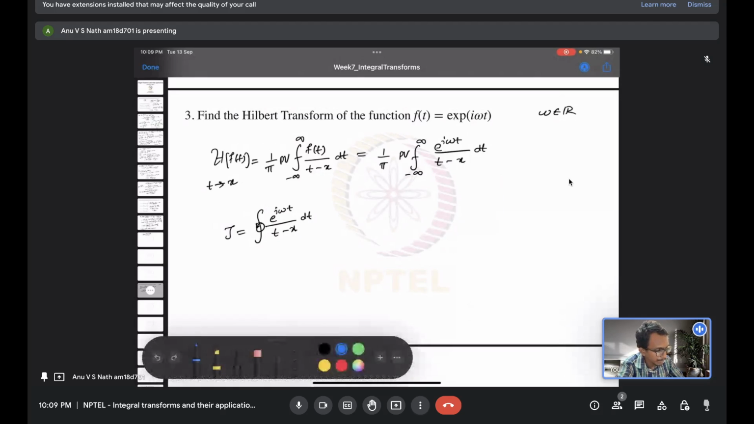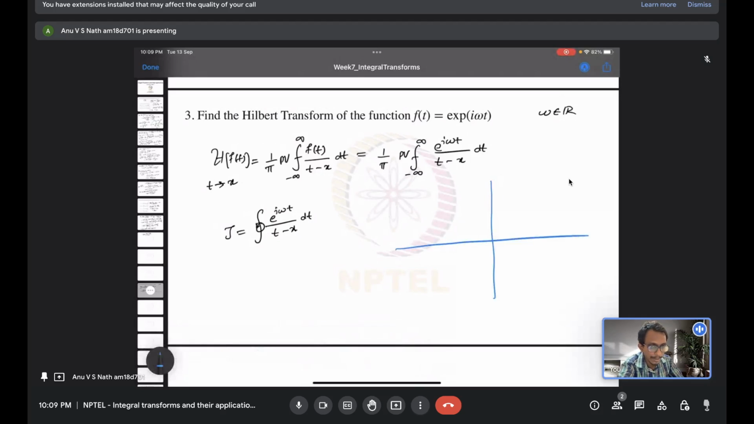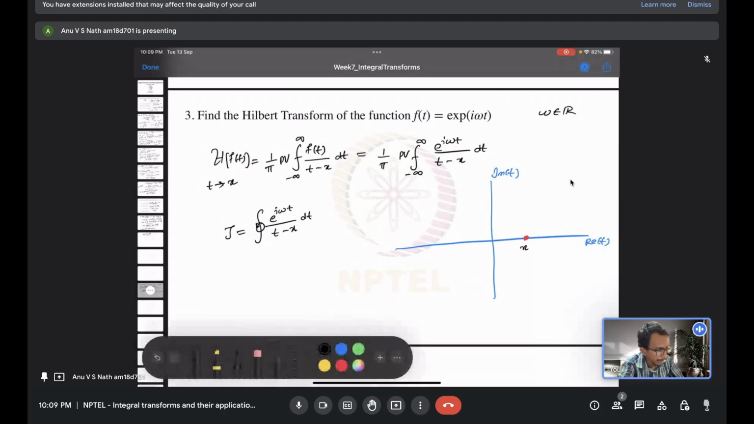So we have to choose a contour which will benefit us in terms of evaluating this integral, right? So basically the x-axis is real of t and the y-axis is imaginary of t. So the function has a singularity at t equal to x, where x is a positive real number for the moment. At x, it is a simple pole. And nowhere else will you find a singularity, because the exponential of i omega t is an entire function, which is analytic everywhere. Just that 1 by t minus x has a singularity at t equal to x. Nowhere else is it singular. We need to do the integration from minus infinity to plus infinity.